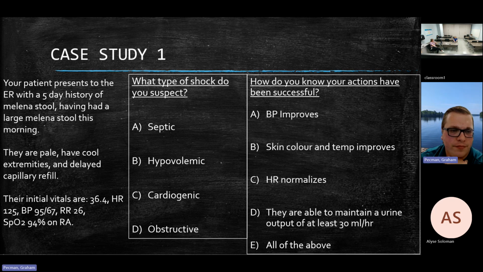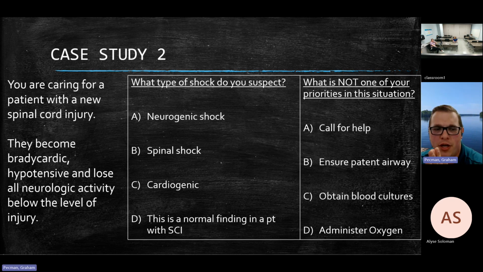Second example here. You're caring for a patient with a new spinal cord injury. They become bradycardic, hypotensive, and lose all neurological activity below that level of injury. So what type of shock do we suspect? It is neurogenic shock, sort of a trick question.